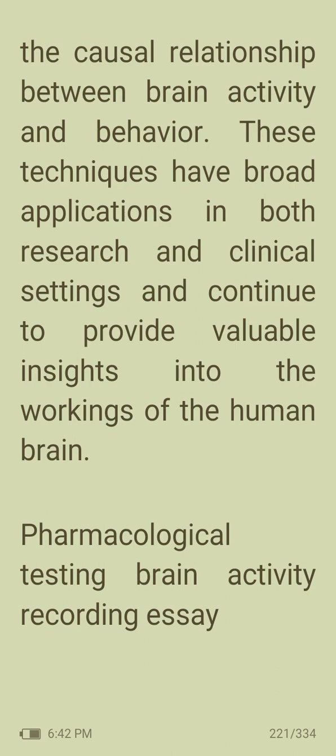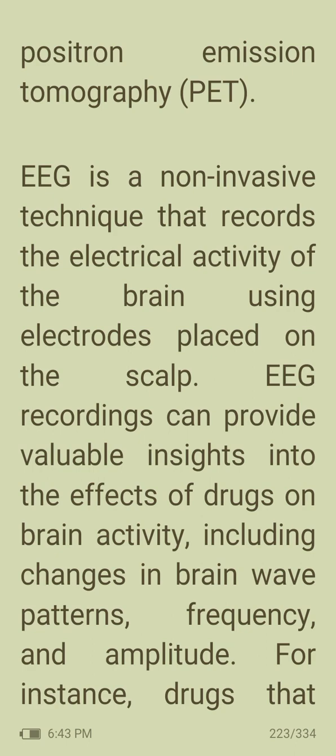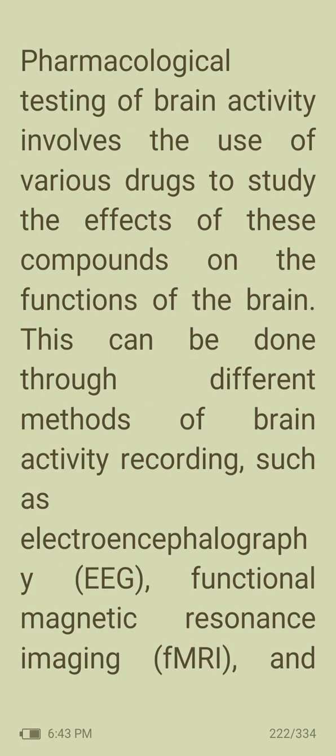Brain activity recording. Pharmacological testing of brain activity involves the use of various drugs to study the effects of these compounds on the functioning of the brain. This can be done through different methods of brain activity recording, such as electroencephalograph (EEG), functional magnetic resonance imaging, and positron emission tomography.